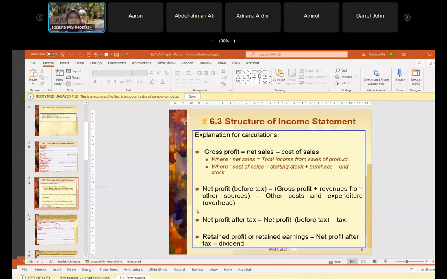Normally we just look at the account format. Then you can get the gross profit, net profit, and retained profit. Retained profit maybe today you will learn what it is.